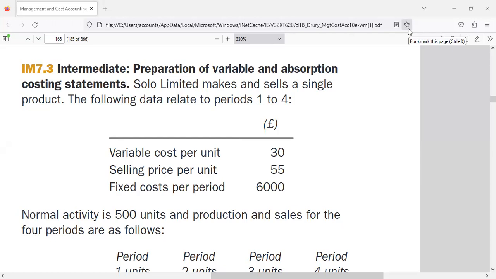I welcome you once again in this presentation where I'll be showing you how to prepare costing statements and profit statements using absorption costing. I'll use our same example, the very example I used under marginal costing. It's the same example I'm going to use to show you how to prepare an operating statement using absorption costing.